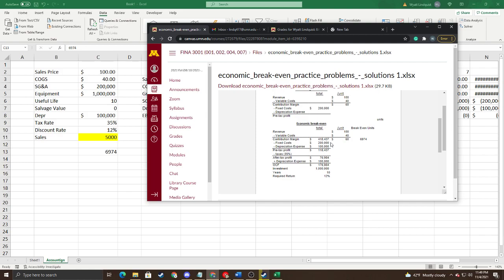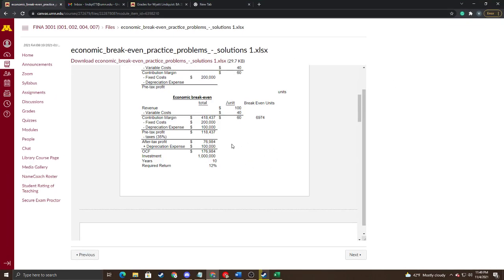If it's not, it would have just been off because I didn't input tax. The reason I did not input tax is because we were given the tax rate afterwards, so I didn't think it made sense to do that. But hopefully you at least learned how to do the economic break-even, which is probably what we're going to be asked on the exam.